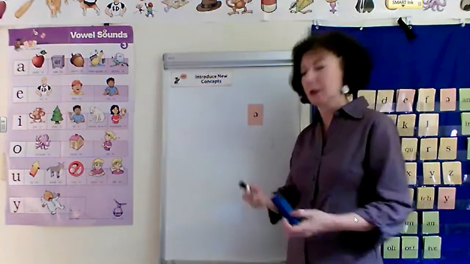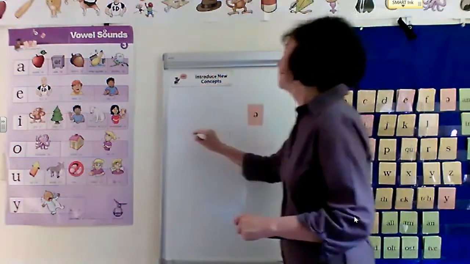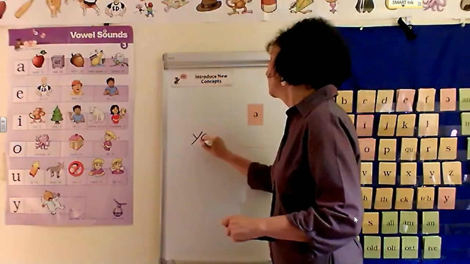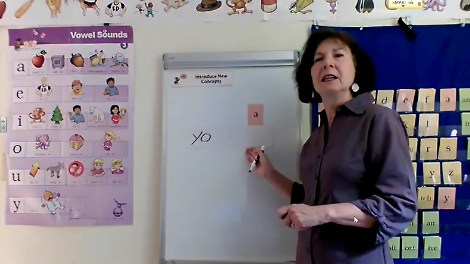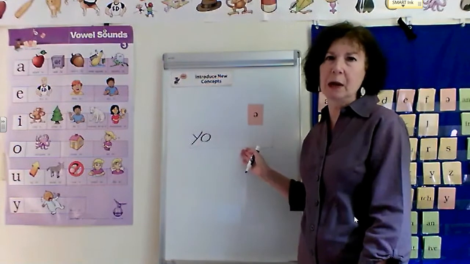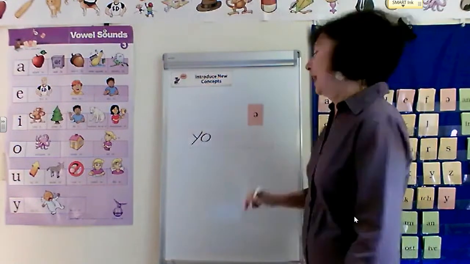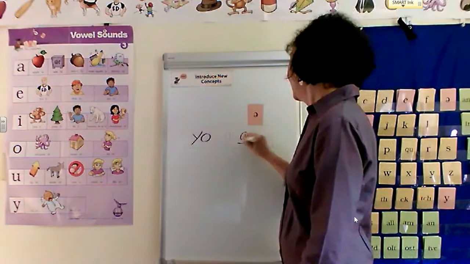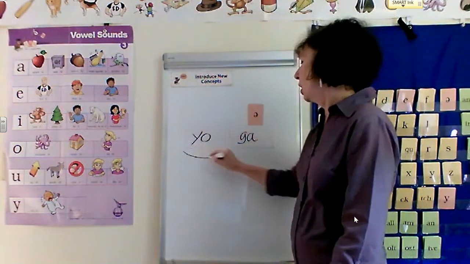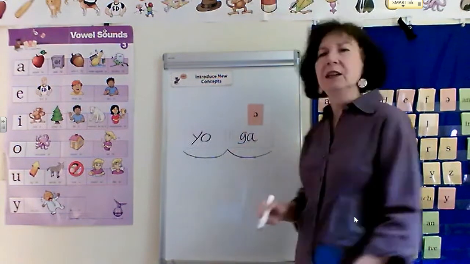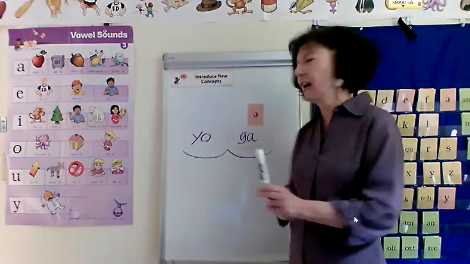How are you going to spell yo? Tell me what to write. There you go. Yo. Write it on your board. Second syllable. Touch your second box. What was it? Ga. Who can tell me how to spell ga? Thank you. G-A. And let's scoop it to proof it. Yoga. Yoga. Awesome. Let's go.